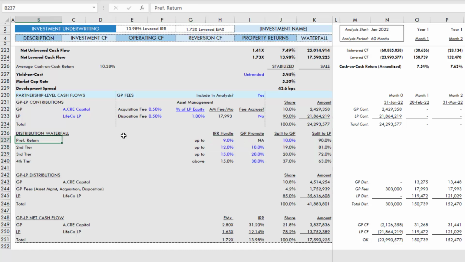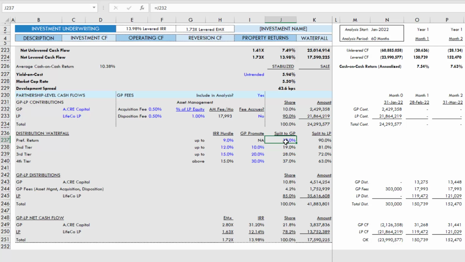So what we're saying in this first tier, up to a 9% IRR, 10% of the total distributions available will go to the GP, 90% will go to the LP. And you'll notice that there's a default formula entered here, even though this is a blue font cell, so you can change this if you want to change the percentage that's distributed in the first tier to each of the partners, but by default, it's distributed pro rata.